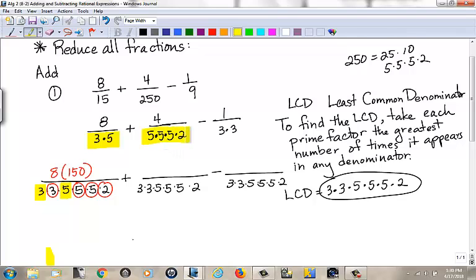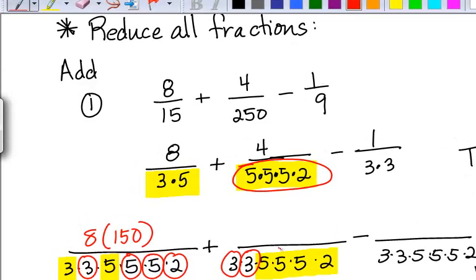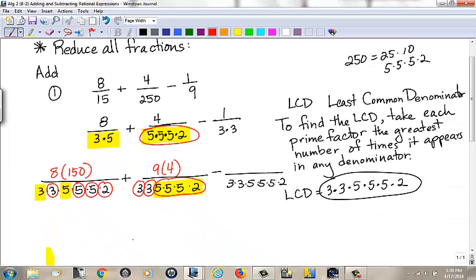Okay, I look at this denominator, find it down here. What do I have to multiply that denominator by to get that bottom one? Find this down here. What do I have to multiply it by? 9. 9 times 4, 36. You can write 9 times 4 or 36 up there. Look at this denominator. What did I have to multiply that by? Down below. 5 times 5 times 5, 125 times 2. 250 times 1.